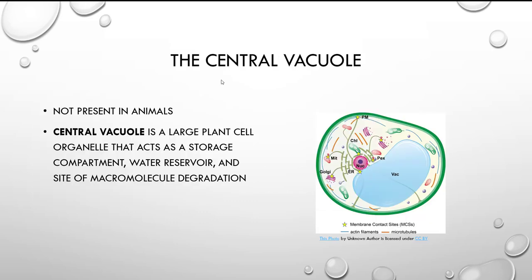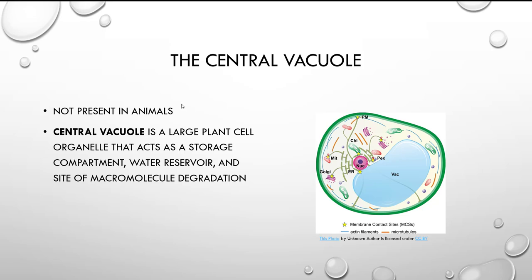And then the central vacuole. So we have little vesicles and we have small vacuoles, but we don't have this large vacuole. That large central vacuole is a storage compartment for plants. So think about plants. They can't get up and walk around like we do. If we're thirsty, we can go get some water, but plants can't do that. So they rely on having water reservoirs inside them.